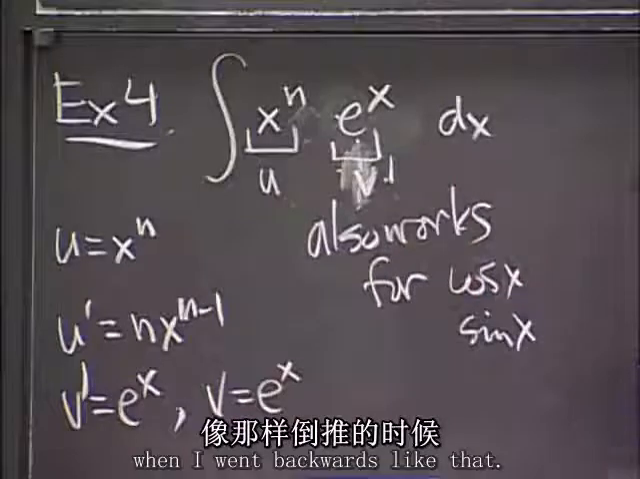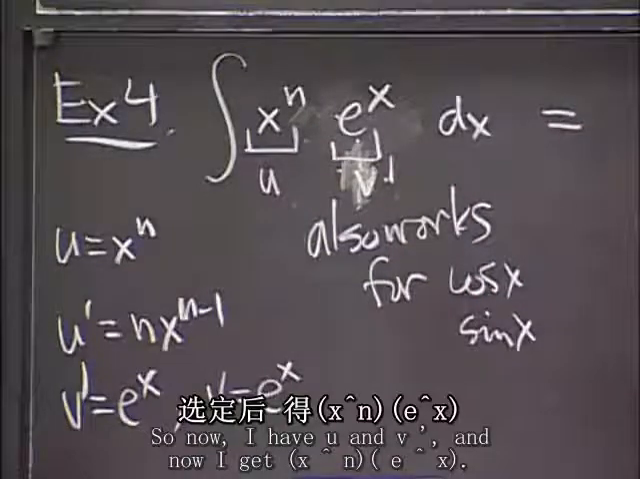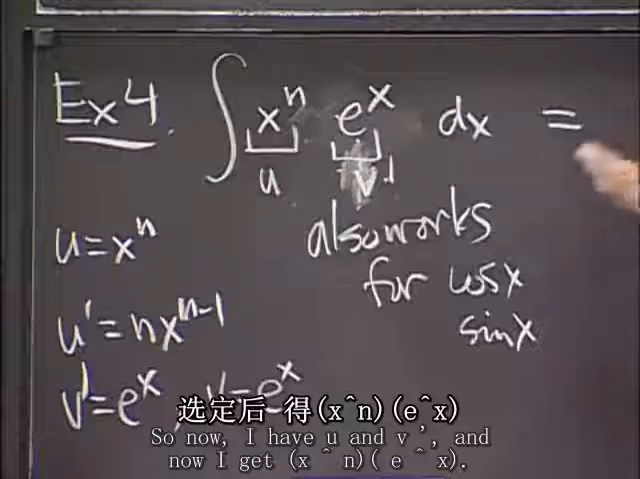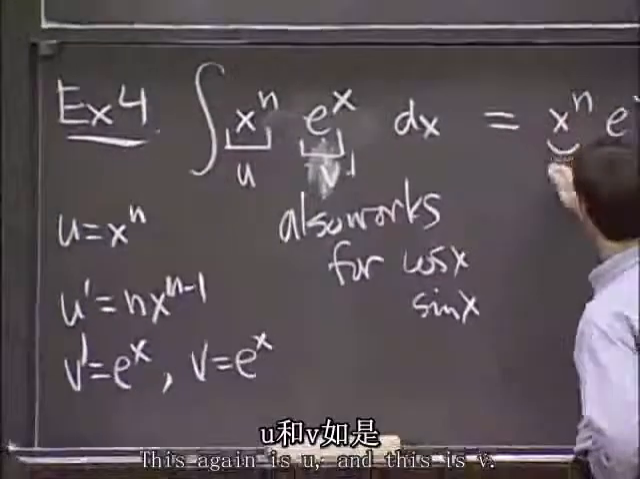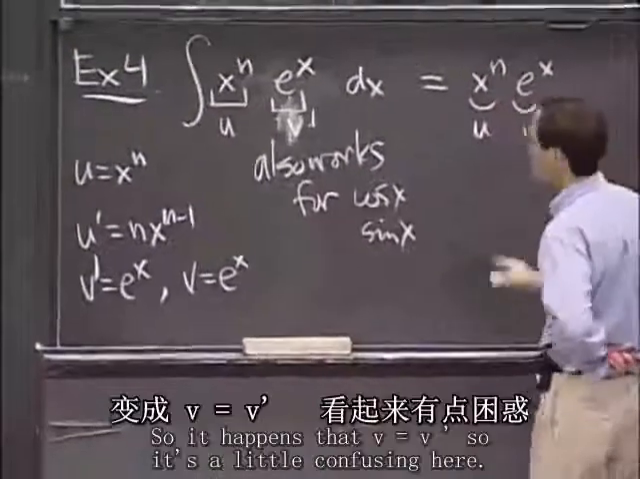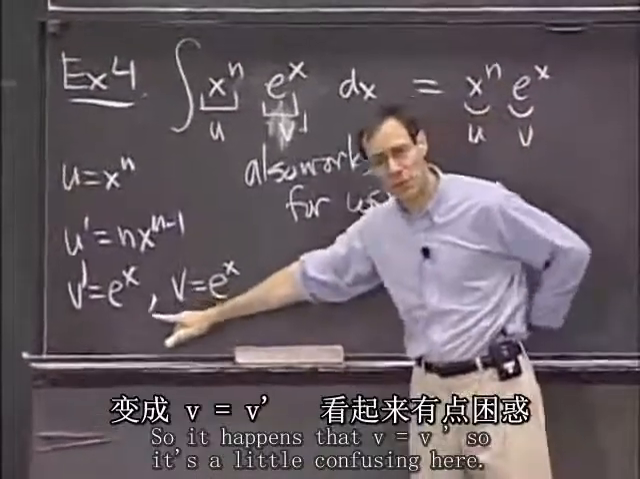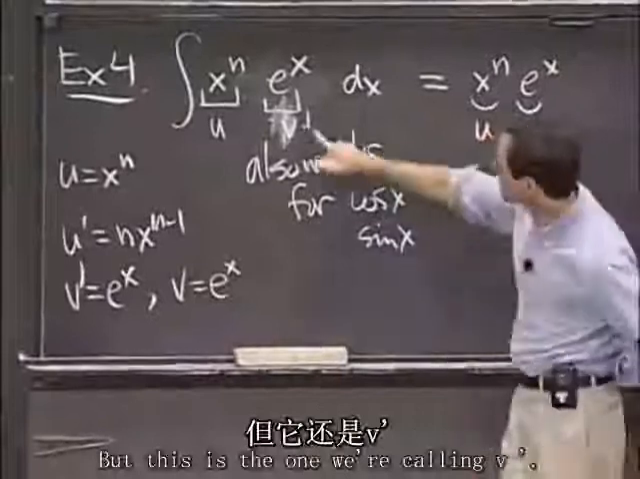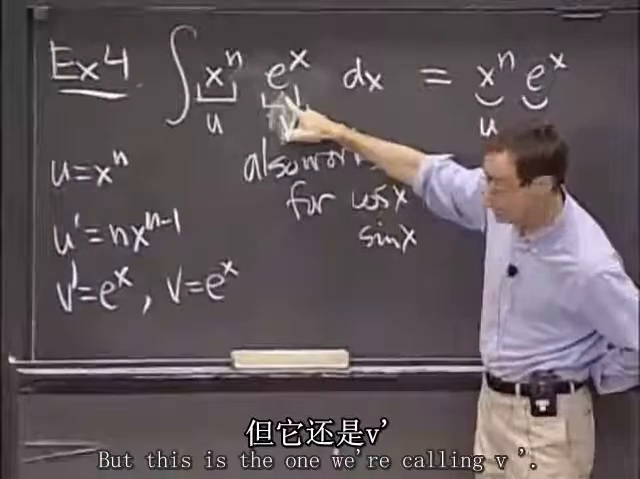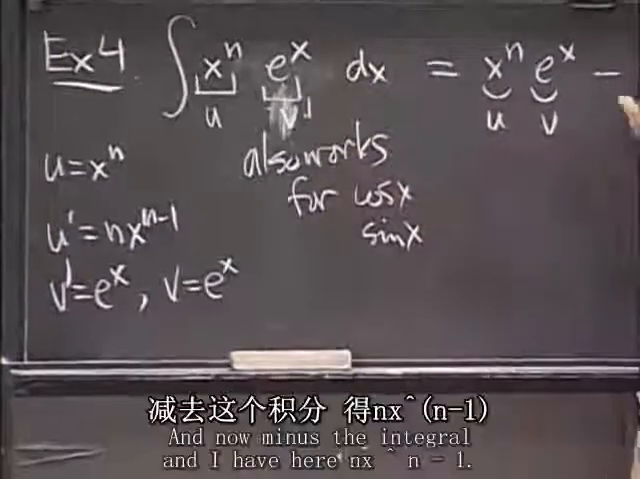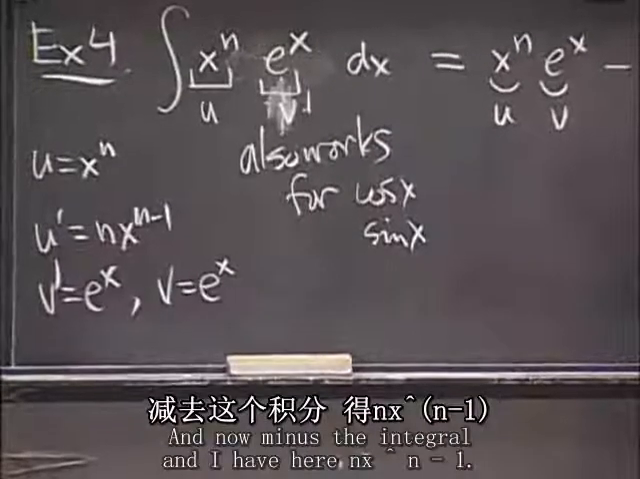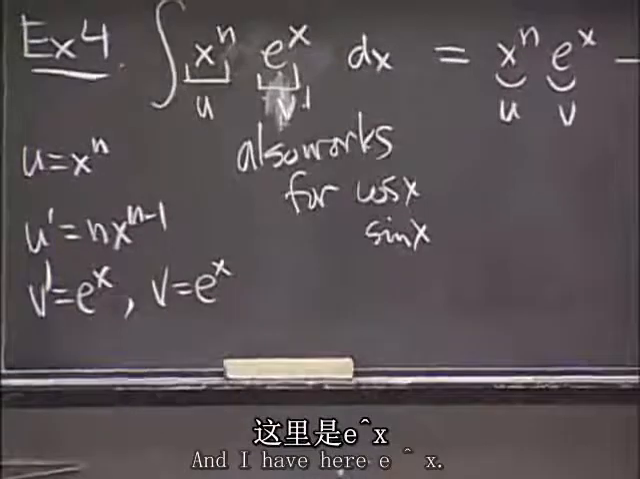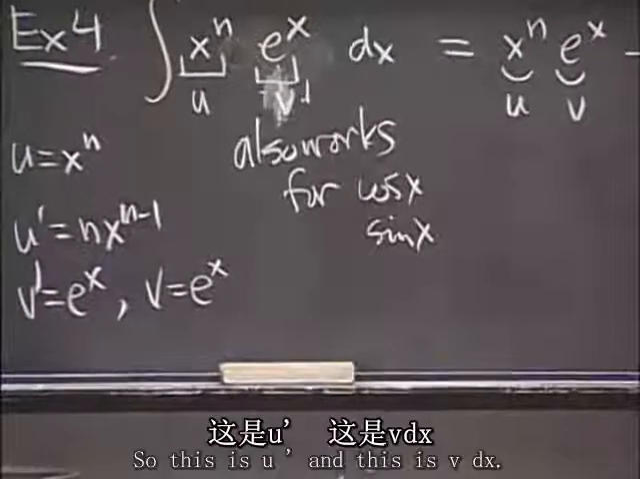All right? So now I have u and v prime, and now I get x to the n, e to the x. This again is u, and this is v. It happens that v is equal to v prime, so it's a little confusing here, but this is the one we're calling v prime. And here's v. And now minus the integral, and I have here n x to the n minus 1, and I have here e to the x. So this is u prime, and this is v dx.